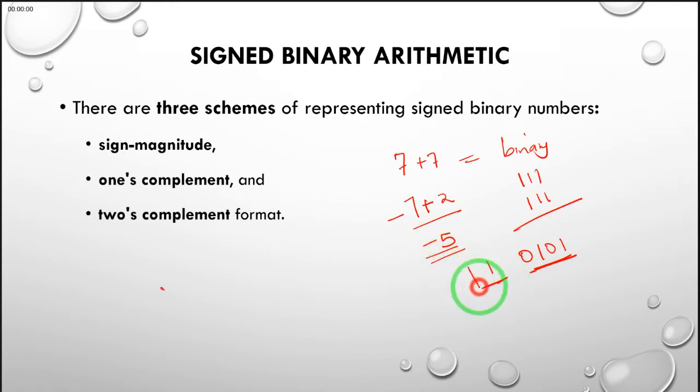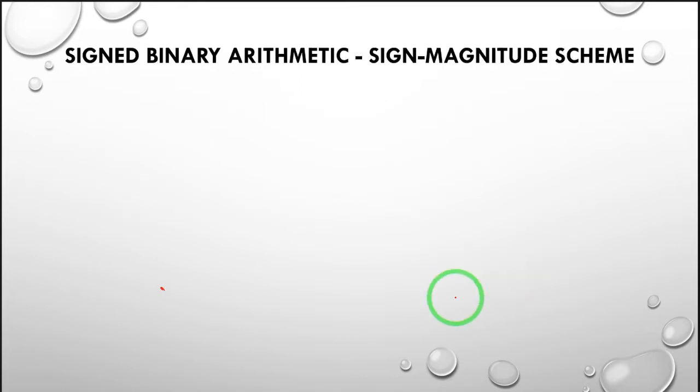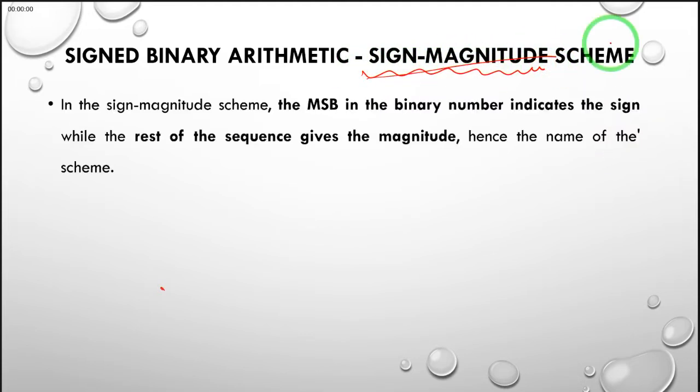This is not a very friendly way, and the computers that use the binary number system find this quite unfriendly. So we need to come up with a clear way in which we can represent signed binary numbers. We start with the sign magnitude scheme. In the sign magnitude scheme, the most significant bit, or the MSB, in the binary number is used to indicate the sign, while the rest of the binary digits are used to represent the magnitude.